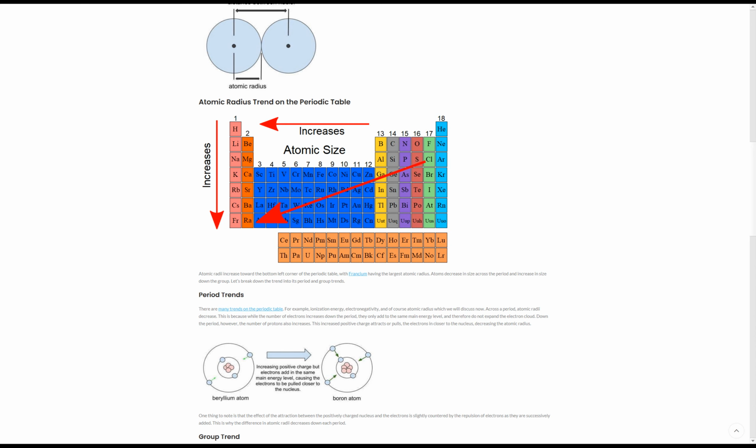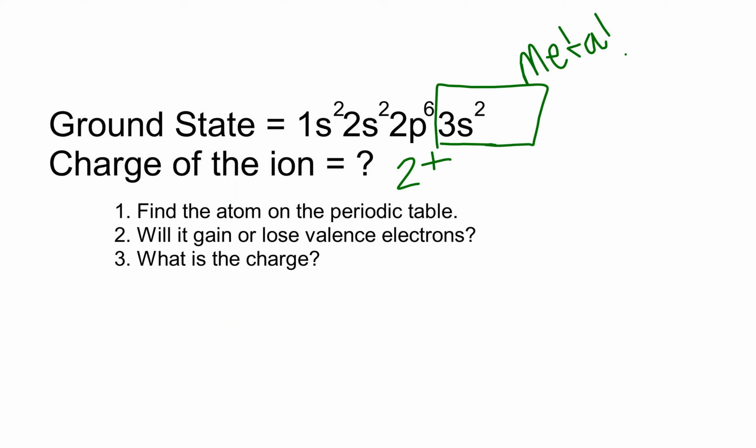So hydrogen and helium are your 1s1, 1s2. Lithium, beryllium are your 2s1, 2s2. Boron is your 2p1, 2p2, 2p3, so forth. Neon would be your 2p6. And your 3s1 is sodium, and your 3s2 brings you to magnesium. All right? So we know that this is a metal. It's a metal called magnesium. It's in group 2. All right, so the electron configuration and the periodic table are telling us that it's going to lose 2 electrons and be a 2+ ion.